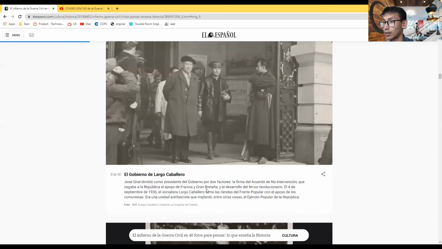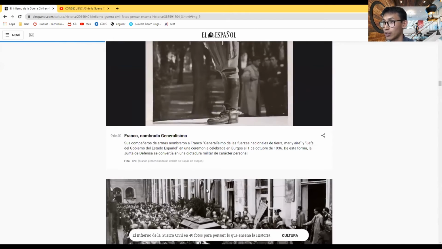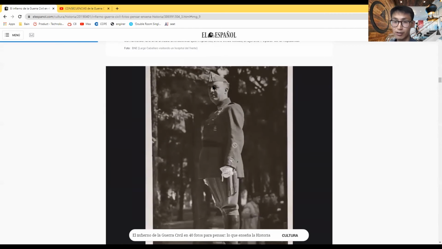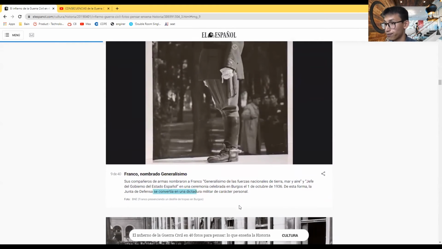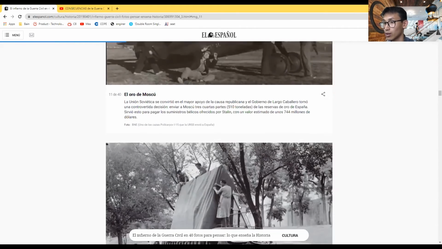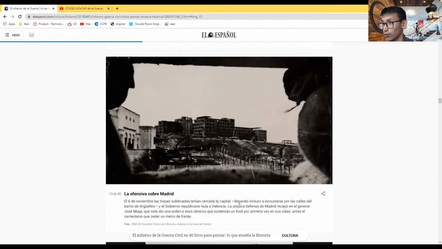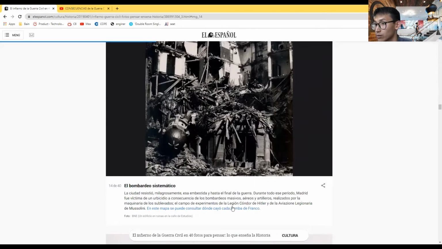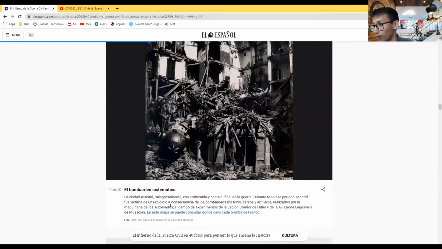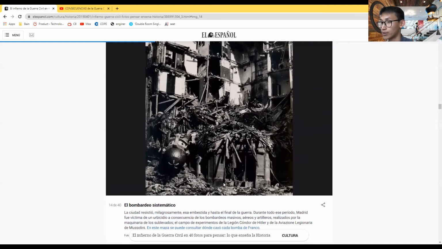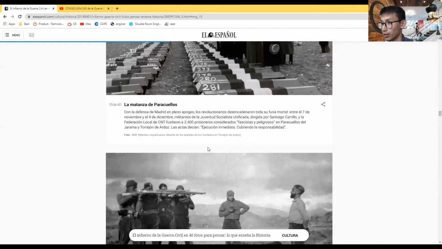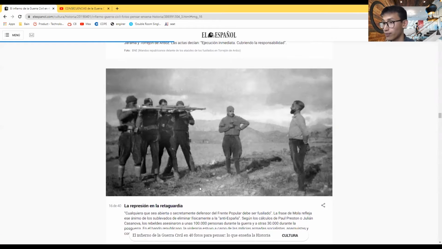And then if we go further down, so that was Francisco Franco. He was basically named as the leader of the Fuerzas Nacionales. And then there are also a few more that I want to show you. Yeah, so there was a lot of bombing helped by the Nazi governments. So that was a photo that showed the destruction of it.